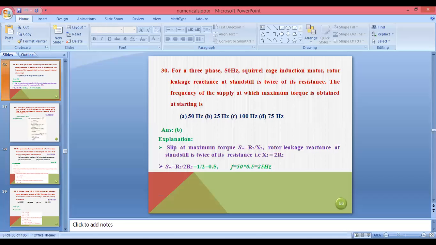So if anyone is facing any issue regarding any numerical, if you are not getting it, you can ask. I'm taking your attendance.